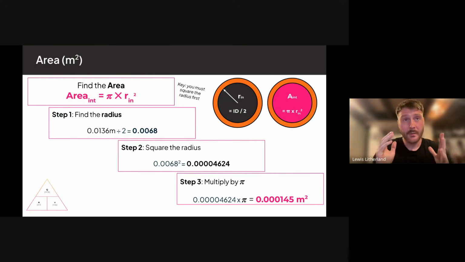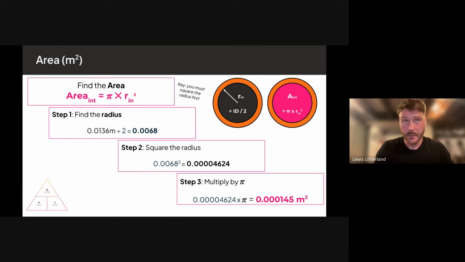Nice and straightforward. All you've got to remember is that terminology that you've probably heard for the last however long. So to find the area of the circle, it's our internal. Again, it's vitally important to remember that the area of the internal part of that pipework is pi r squared, and obviously the radius is the internal as well. Everything we're doing is the internal.